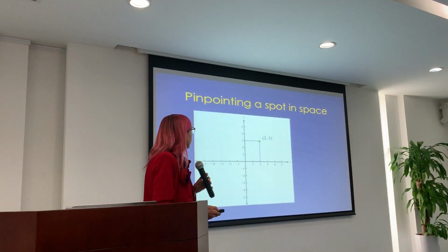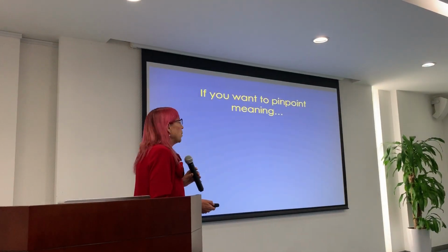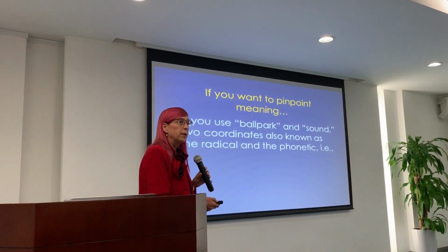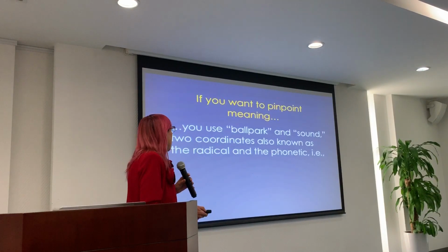Pinpointing a spot in space. If you want to pinpoint a spot in space, you use 2 coordinates. If you want to pinpoint meaning, you use ballpark and sound. 2 coordinates, also known as the radical, bushu, and the phonetic.